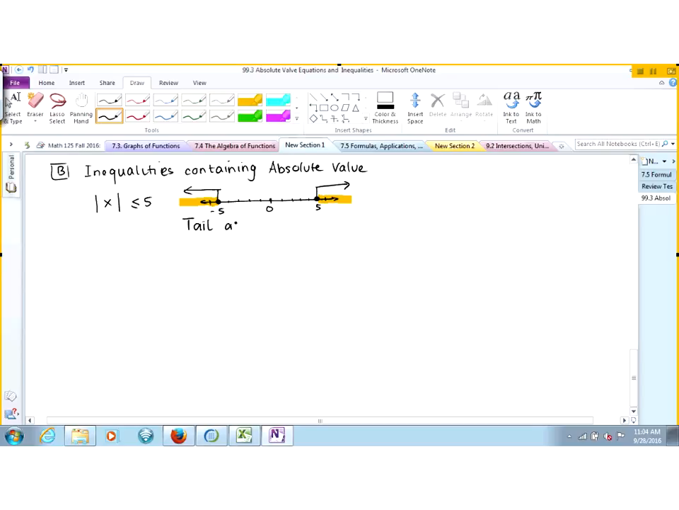Tail area. Oh, I'm sorry. I'm talking about greater than, didn't I? Can you change this to greater than? I'm crazy. I'm talking about greater than.